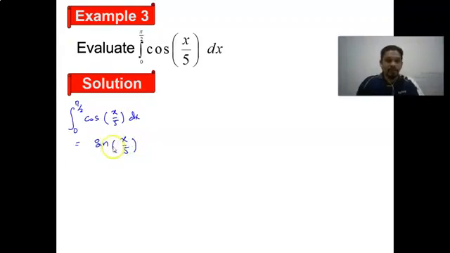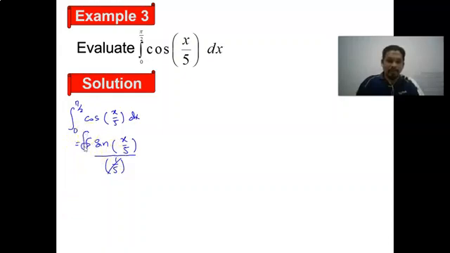Then differentiate x over 5, come up with 1 over 5. 1 over 5 here, bring up here, come up with 5. First we integrate cos. Cos gives you sine x over 5, and then divide by the derivative of x over 5. X over 5 comes up with 1 over 5, and then bring up here, become 5 over 1.